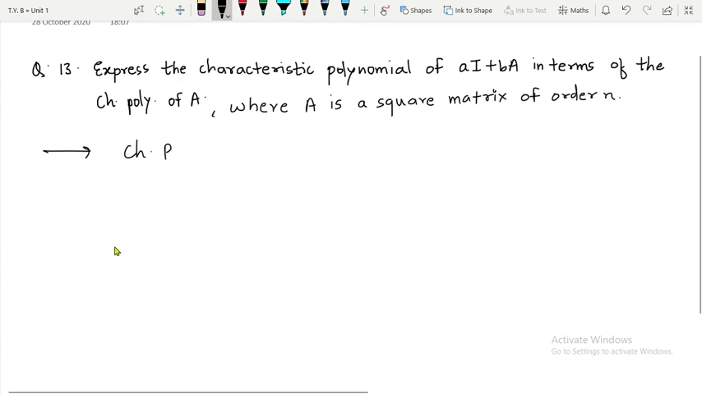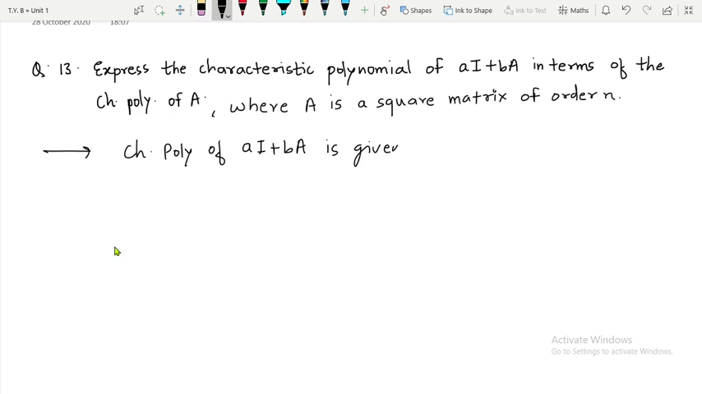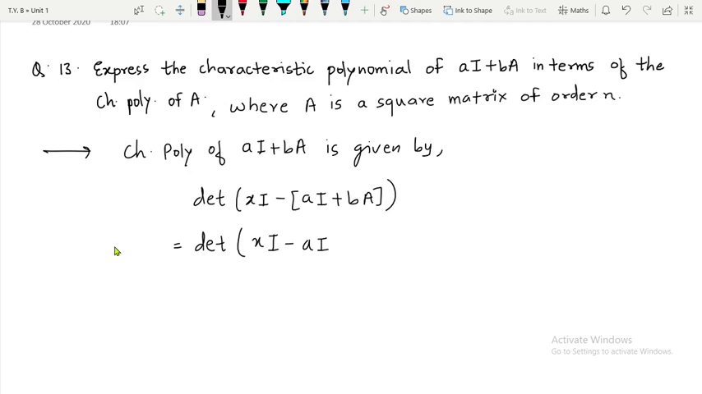So I will write here, the characteristic polynomial of aI plus bA is given by the determinant of xI minus, since it is a characteristic polynomial of aI plus bA, so I will have this term, which is further equal to the determinant of, removing the bracket, xI minus aI minus bA, which is further equal to the determinant of (x minus a)I minus bA.